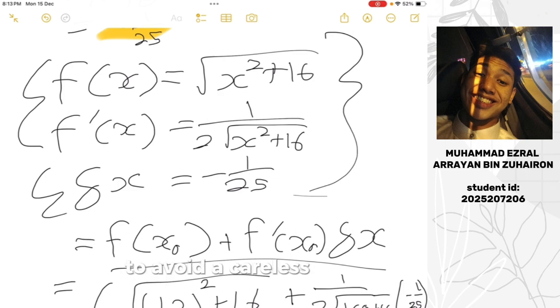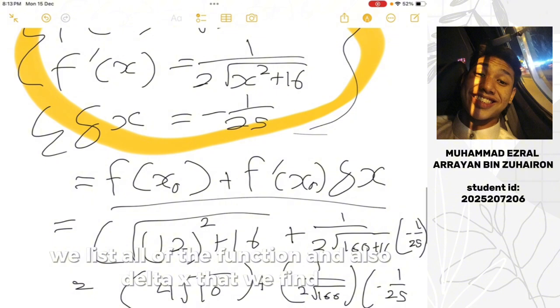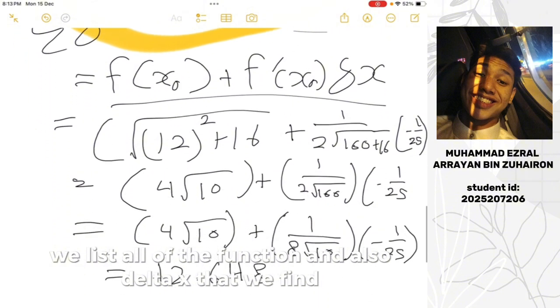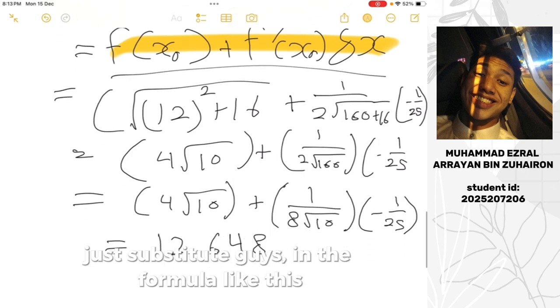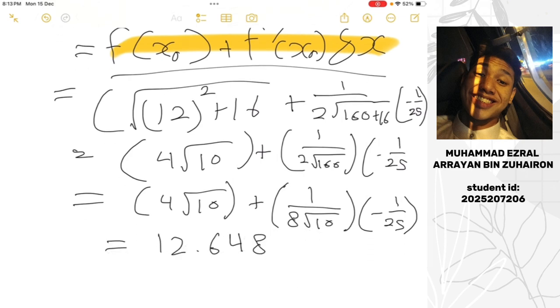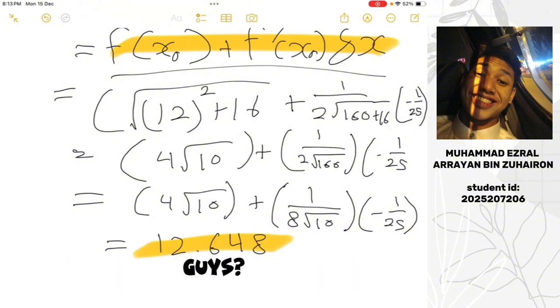To avoid carelessness, we list all of the functions and also the delta x that we found, and then just substitute in the formula like this, and then the final answer we got is 12.648. Okay, easy, right, guys? That's all.